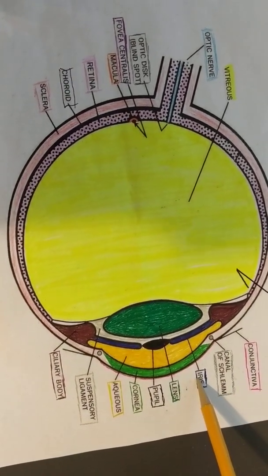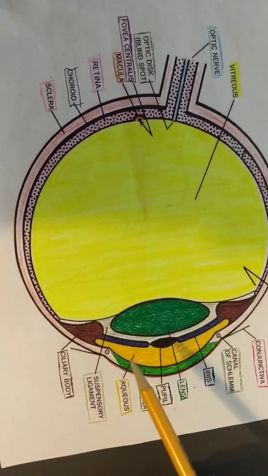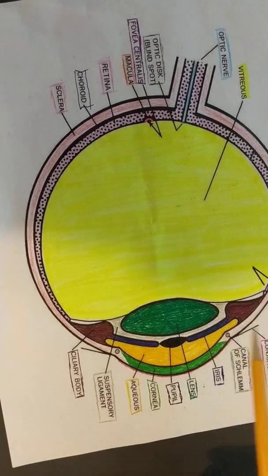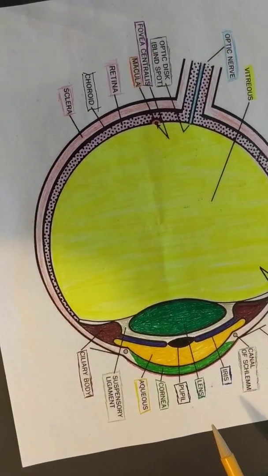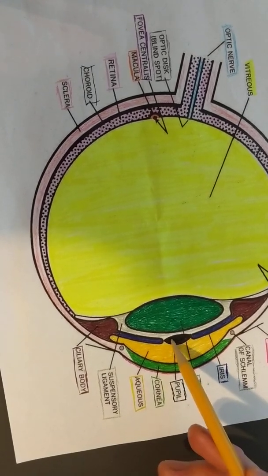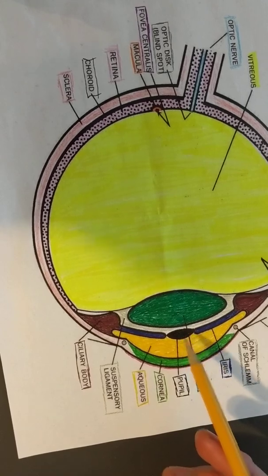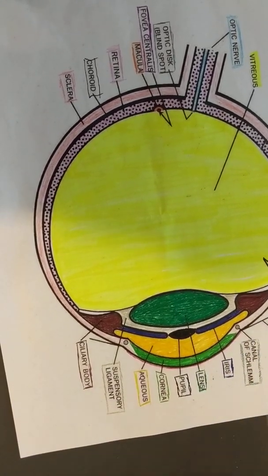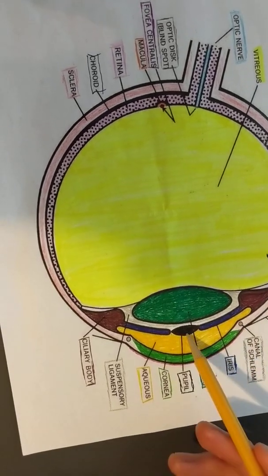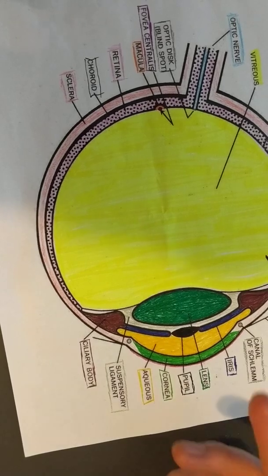Then we have the iris. This is the colored portion of the eye, and it helps to determine how much light can enter the eye by changing the size of the pupil. Speaking of the pupil, it is this round hole, and it's not actually a structure. It's just a hole in the iris, and it allows for light to pass into the eye, and it appears black because very little of the light that enters escapes back out.